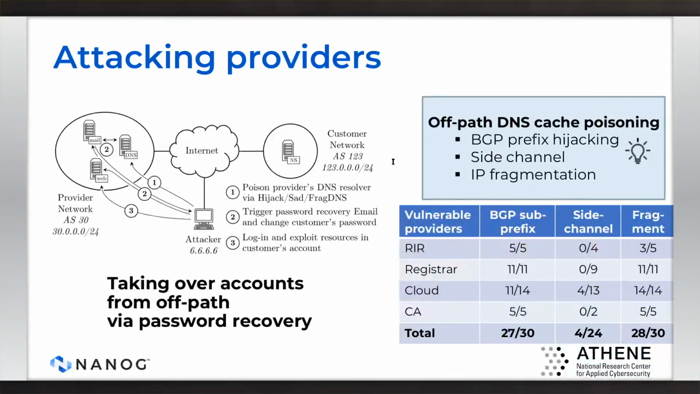We evaluated 3 different types of off-path DNS cache poisoning methods. One uses BGP sub-prefix hijacking. Another one uses side channel. This method is also called SAD DNS. The last one uses IP fragmentation. We found that for BGP sub-prefix hijacking and IP fragmentation attacks, the majority of the providers we tested are vulnerable. While for the side channel attacks, only few providers are vulnerable.